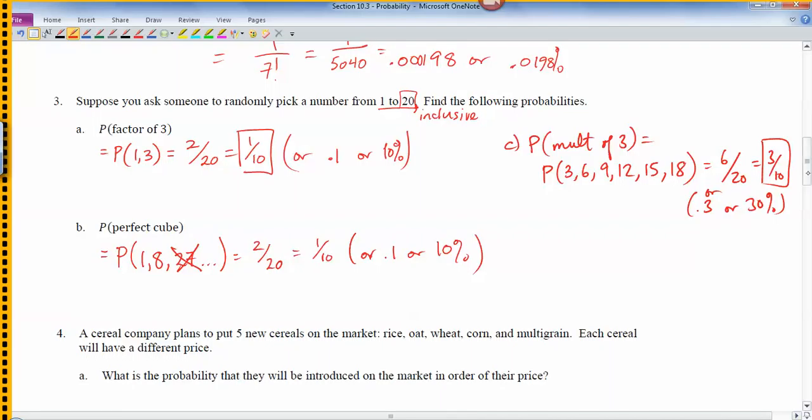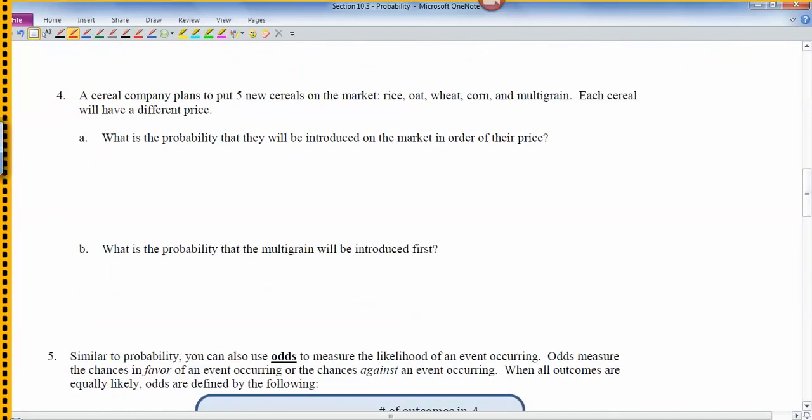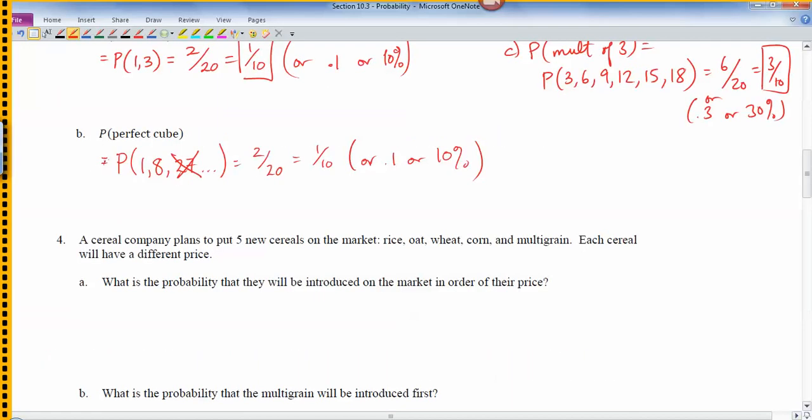Okay, let's take a look at number 4. A cereal company has 5 cereals, and they're all different, and each one has a different price. So what's the probability that they'll be introduced in order of price? Okay, so order of price, well, there's only one way that you can put them in price order, right? So let me write this. Probability of order of price.